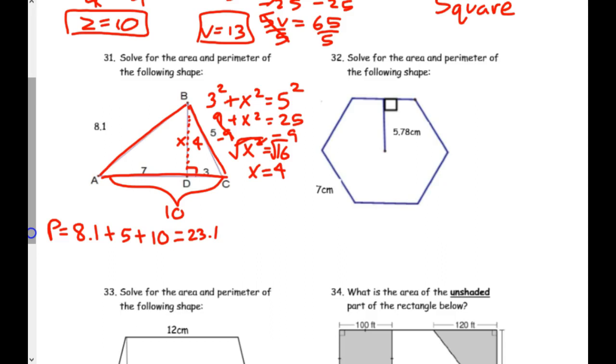So for area, we should know it's base times height divided by 2. The base is still 10. The height we just figured out is 4. And divide by 2, which gives us 20.